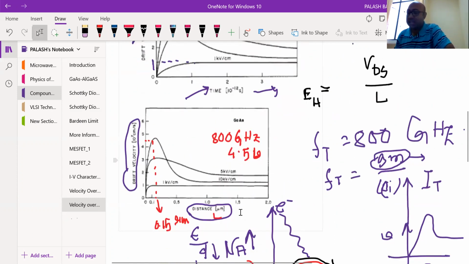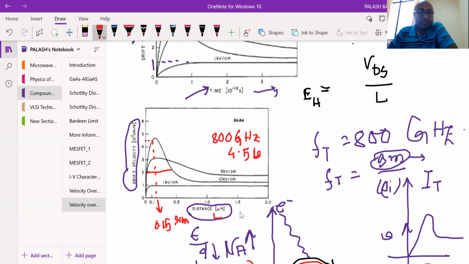So that you can get 800 gigahertz. Suppose somebody is saying, I want, for my design, a particular drift velocity at a particular frequency. Somebody else found that for a particular frequency they want 2 into 10 to the power 7 centimeter per second. That is what I actually need, right?